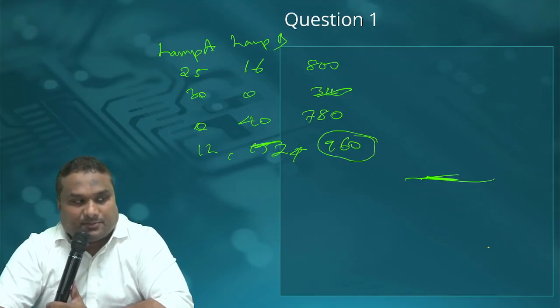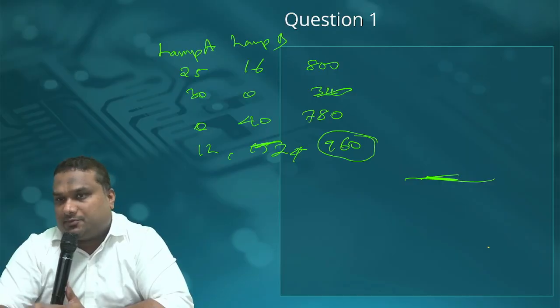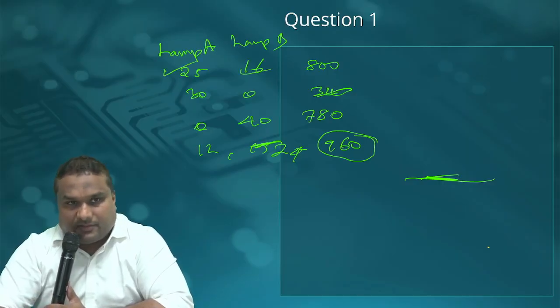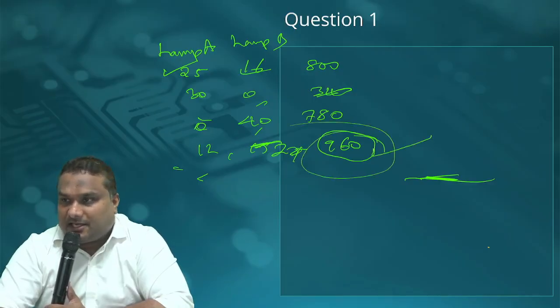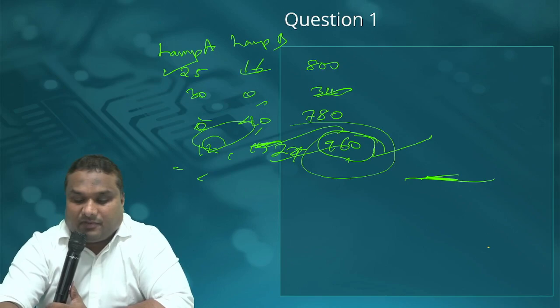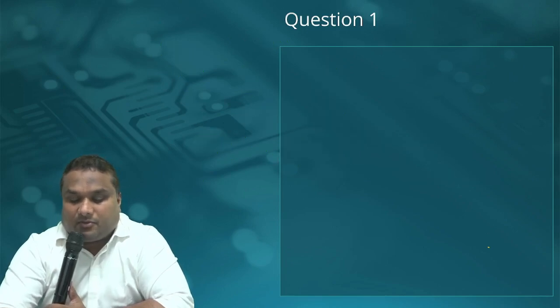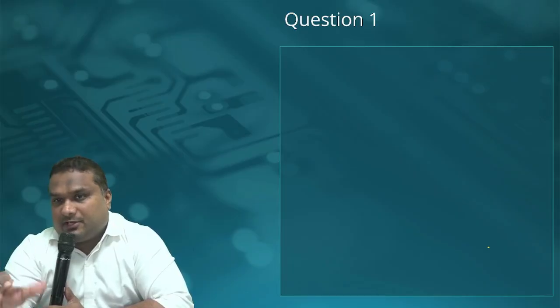Then which is the highest profit? 960. This is not the real calculation. I just put first one this, second one this, and your profit is this. Now the highest profit is 960. Correct? So we need to make 12 lamp A and 24 lamp B. In such a way, we need to have a decision making. We need to find out the final answer. That is what we are going to find out in a linear programming problem.